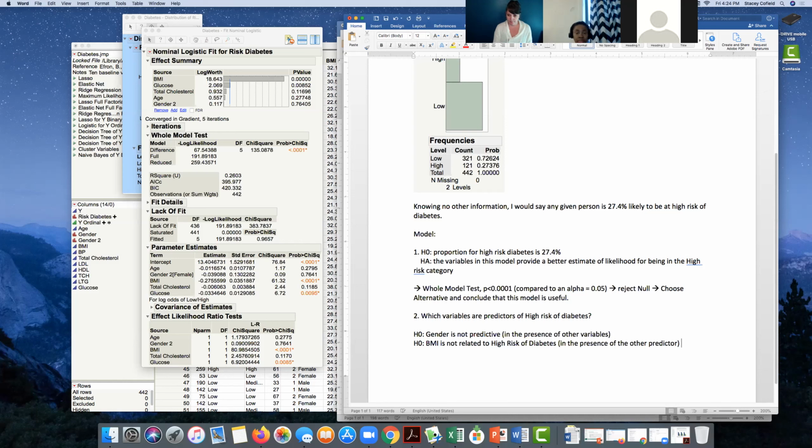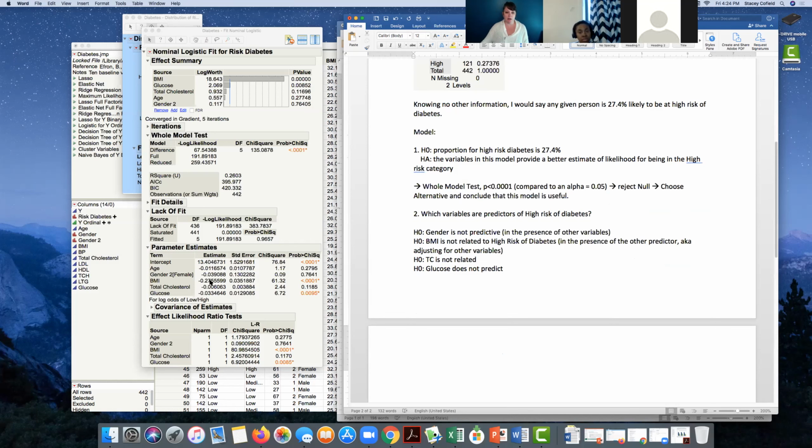AKA adjusting for. Okay, then we have the same sort of setup here for total cholesterol is not related, and we could say glucose does not predict. These are all the same question. Do you see that? Just depending upon what words feel right to you, these are all the same question.